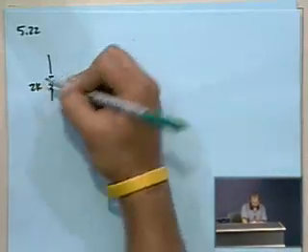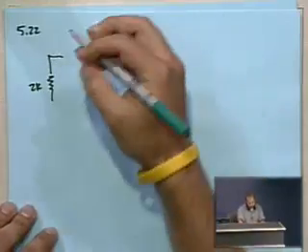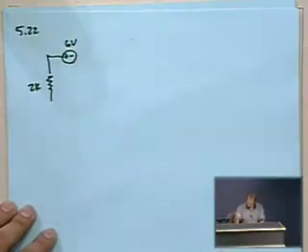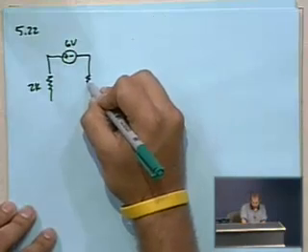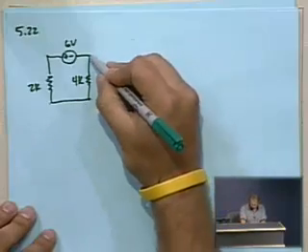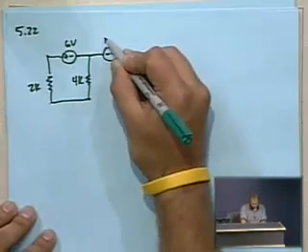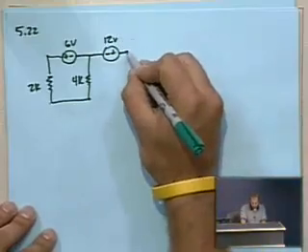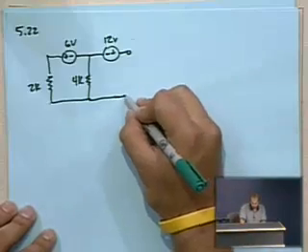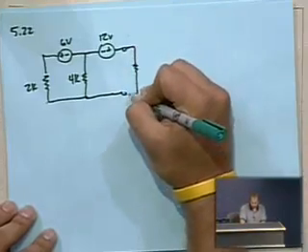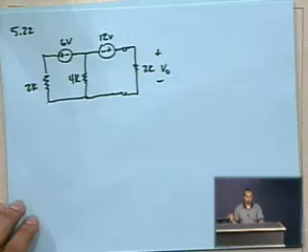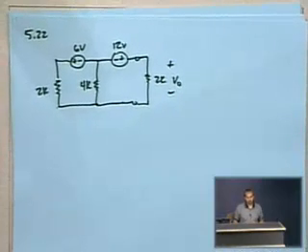So 5.22 has a 2 kiloohm resistor over here, a 6 volt source here, a 4 kiloohm resistor, and the 12 volt source. And our load that we've hooked up, that we want to know the voltage across, is a 2 kiloohm resistor. So that's the circuit that I want you to take a look at.